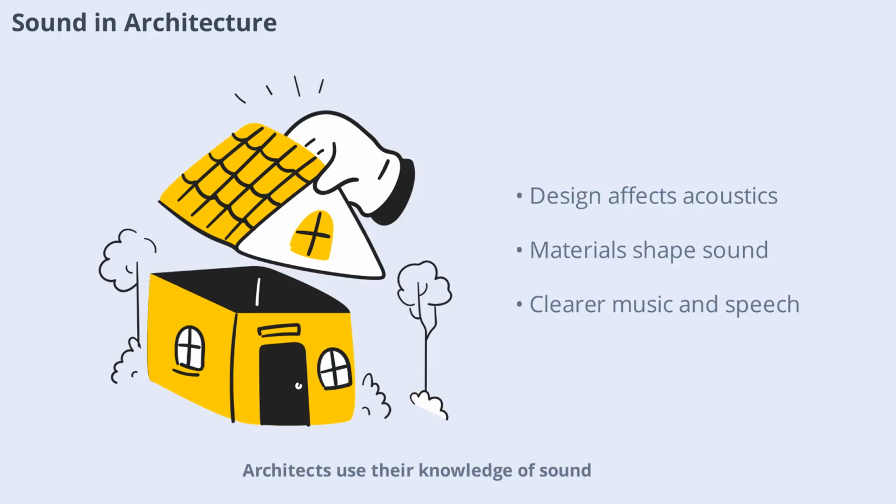Architects use their knowledge of sound waves to design buildings with good acoustics. Concert halls, theaters, and classrooms are built to enhance sound quality and reduce unwanted noise. The shape and materials of a room can make a big difference in how sound is heard. Good acoustics make music and speech clearer and more enjoyable.